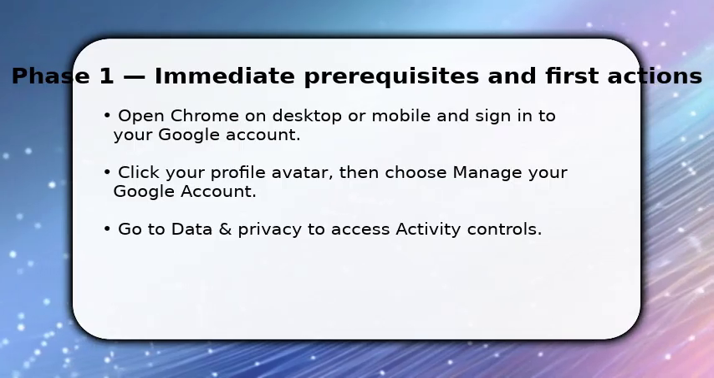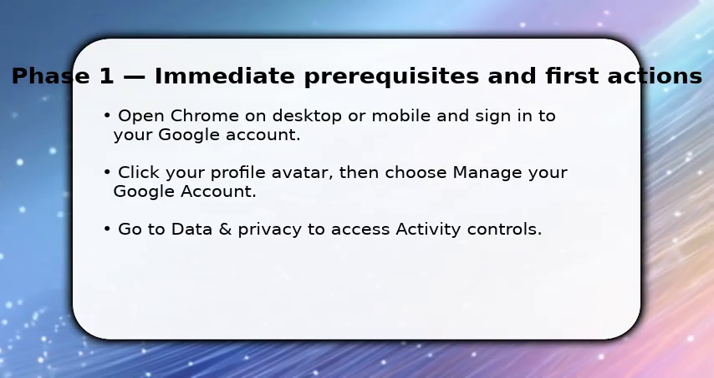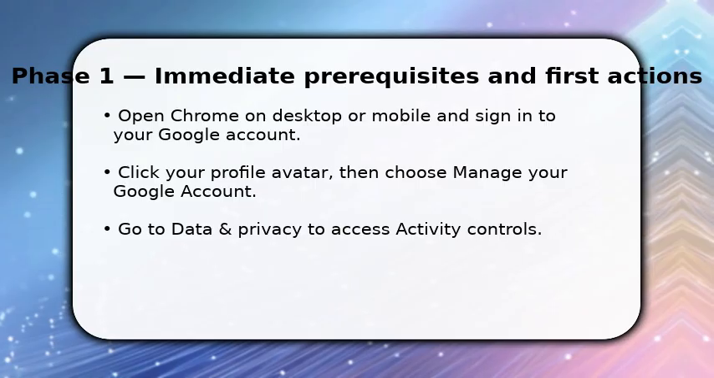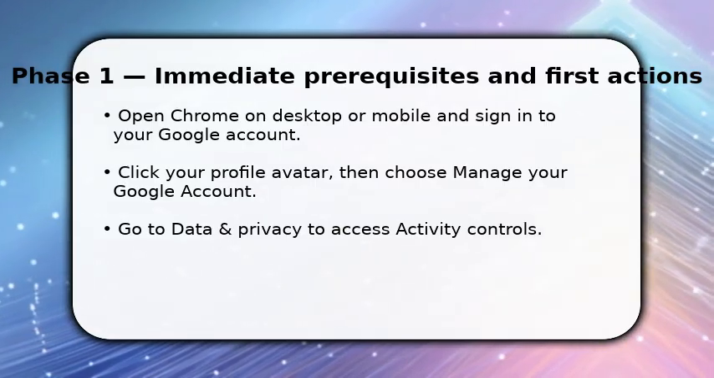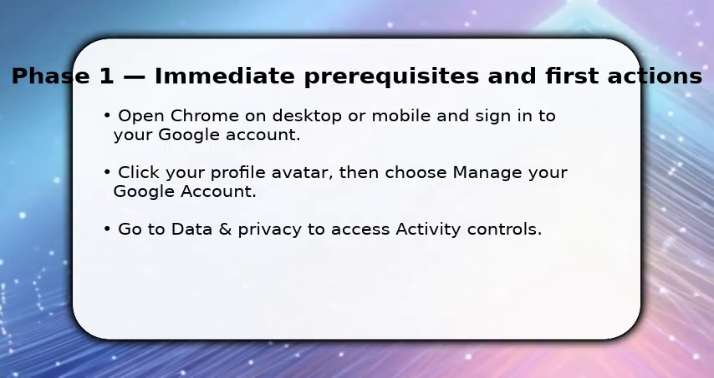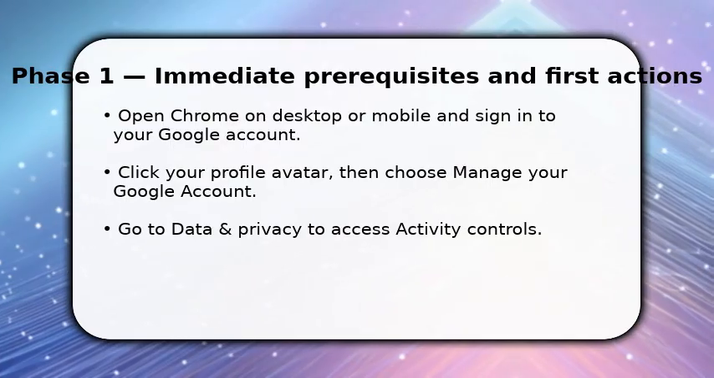You start in Chrome, signed into the Google account you want to change. First, open Chrome and tap your profile picture. This ensures you edit the correct account. Once done, choose Manage your Google account, then navigate to Data and Privacy. This brings up activity controls where search settings live.